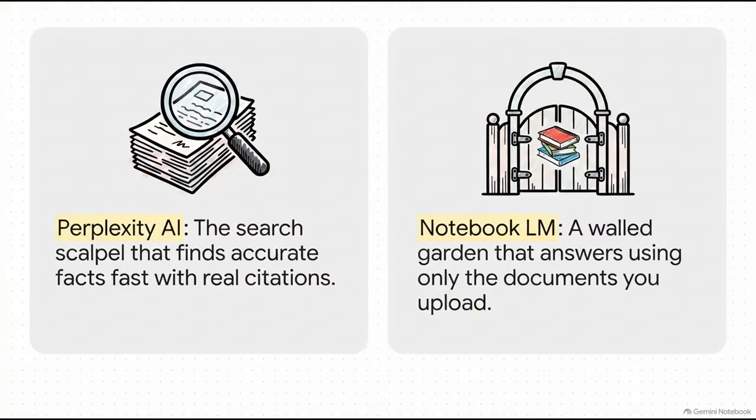Now, jumping over to the specialist side of things. Perplexity is basically your new Google replacement for fast, highly accurate research. It scours the web to give you answers packed with actual, verifiable citations. Notebook LM, on the other hand, that is a walled garden.